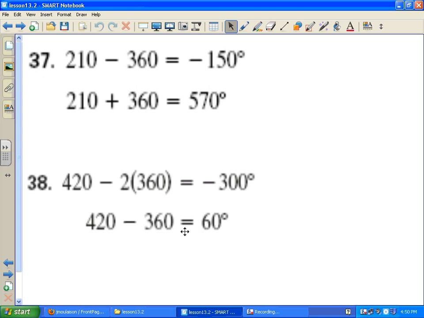These are just examples of angles coterminal with 420, and in this case, these two angles coterminal with 210. But there are an infinite number of angles that are coterminal with 210 and an infinite number of angles that are coterminal with 420, because I can add or subtract any multiple of 360 to arrive at an angle that's coterminal with 420 or 210 or any other angle measure I'm given.